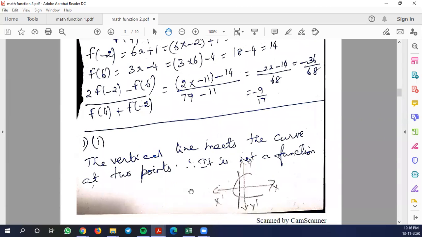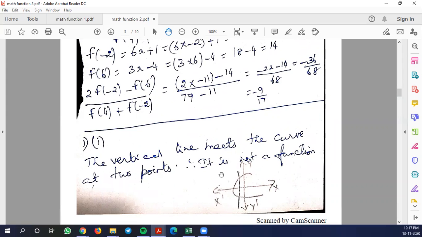Now we'll go to the first sum under this exercise. Determine whether the graph given below represent functions. Give reason for your answers concerning each graph. So here the graph is given. See the book, it's page number 25. So one graph is given. Yes, just like that one graph is given.